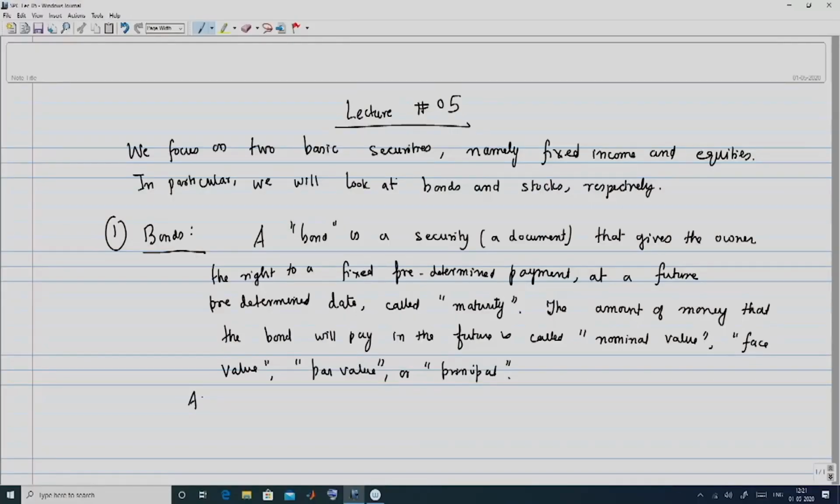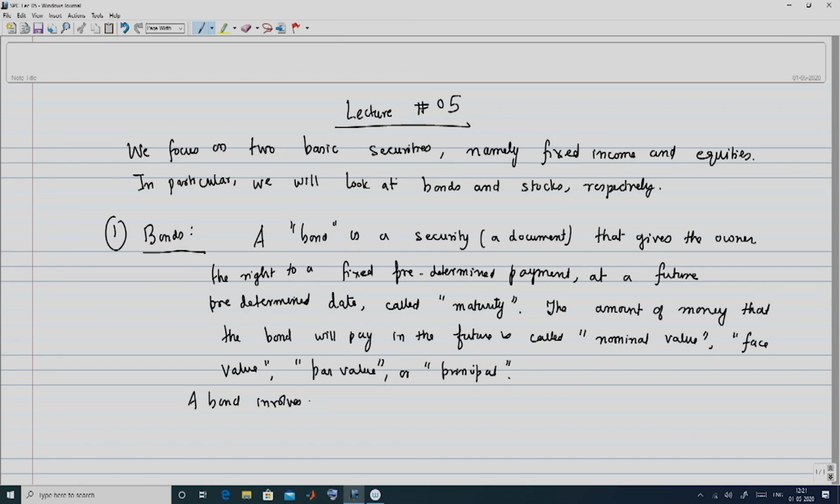Now, as this suggests, as was the case with other financial instruments that we looked at earlier, there are going to be two parties to this particular arrangement. One is going to receive this face value or par value or nominal value or the principal at maturity, and the other is going to pay this. So, accordingly we now introduce terminologies pertaining to the two parties to this arrangement known as the bond.